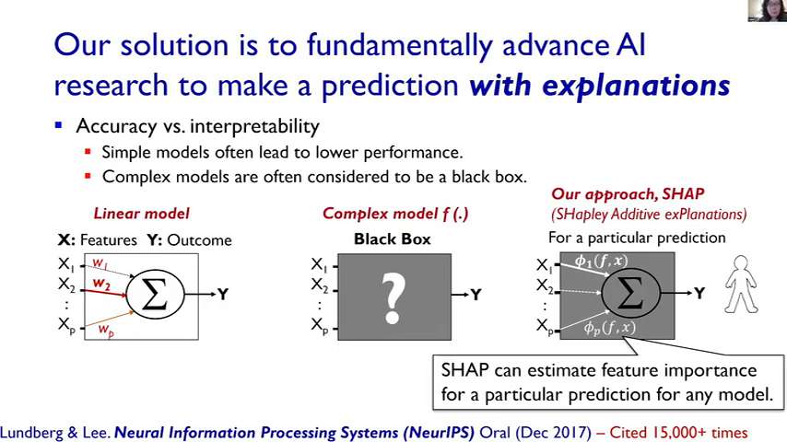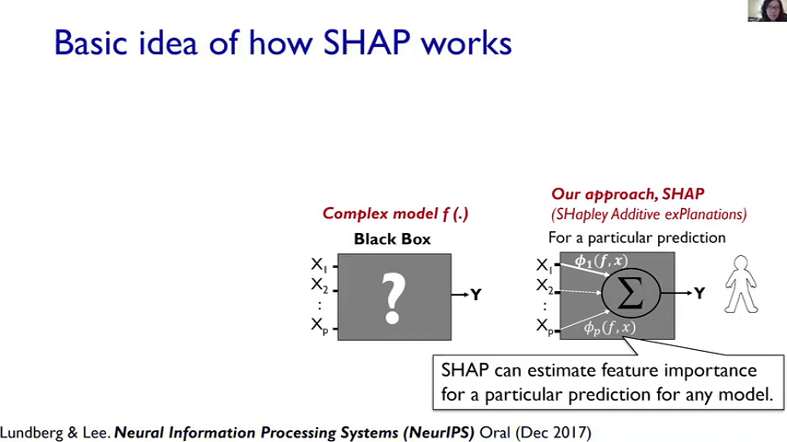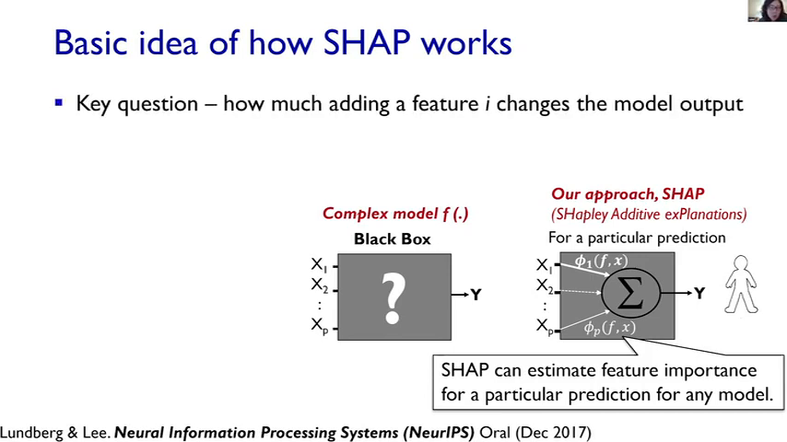And then my lab has developed a series of techniques. The first one being SHAP, and it's a general framework that can be applied to any model, and then has some desirable theoretical properties, which other methods in this domain do not. So just to show you the basic idea of how it works, the key question is how much adding a particular feature i changes the model output, and that represents how important feature i is.